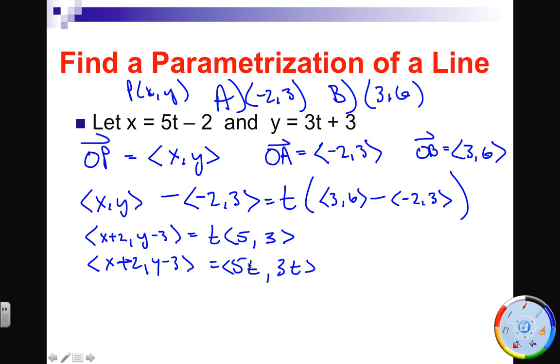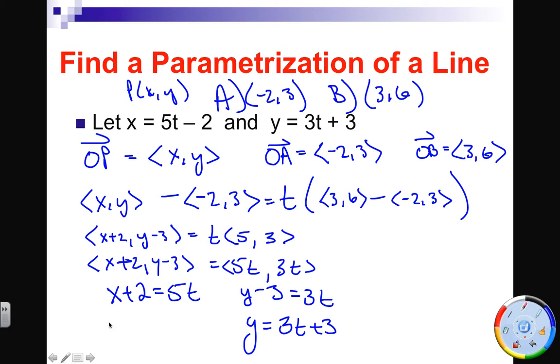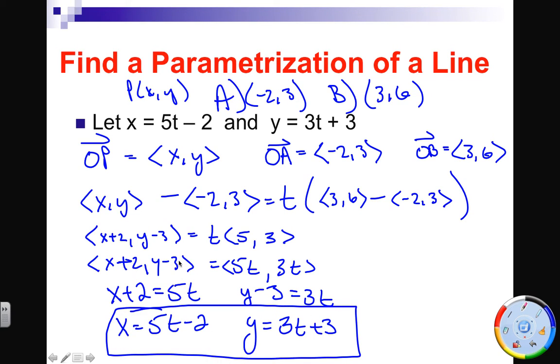Well, for equality of vectors, that means the first piece equals the first piece, and the second piece equals the second piece. So x plus 2 equals 5t, and y minus 3 equals 3t, and I just have to solve for x and y. So y is 3t plus 3, and x is 5t minus 2, and you notice we get the answer that I accidentally gave to you before we started.